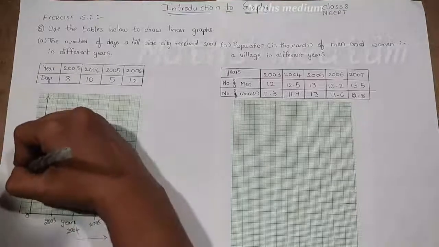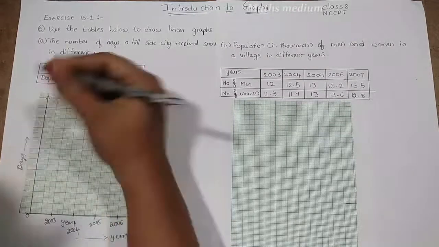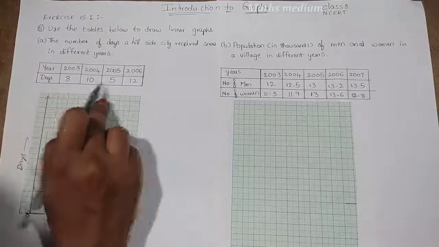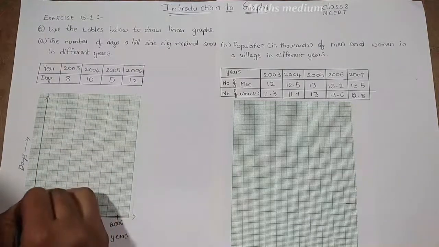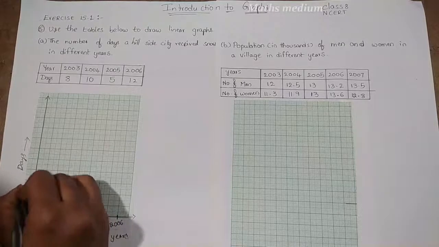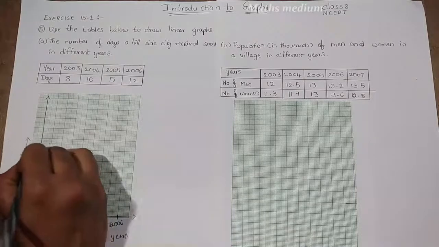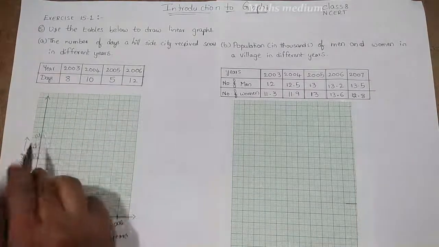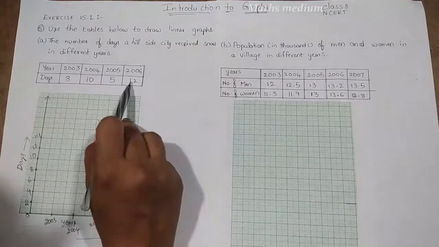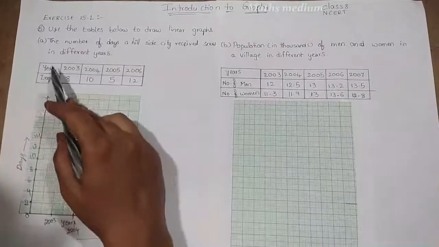Next, this is days, right? So days. This is 8, 10, 5, 12. So I am taking this is 2, this is 4, this is 6, this is 8, this is 10, this is 12, and this is 14. Up to 14 it's enough because here we have 12, right? So now let's start representing.